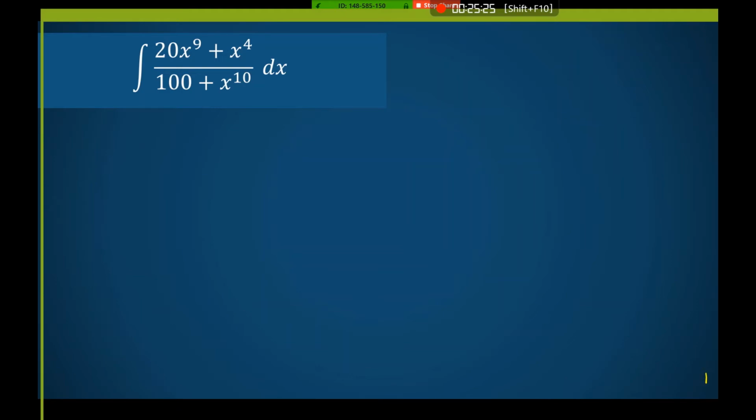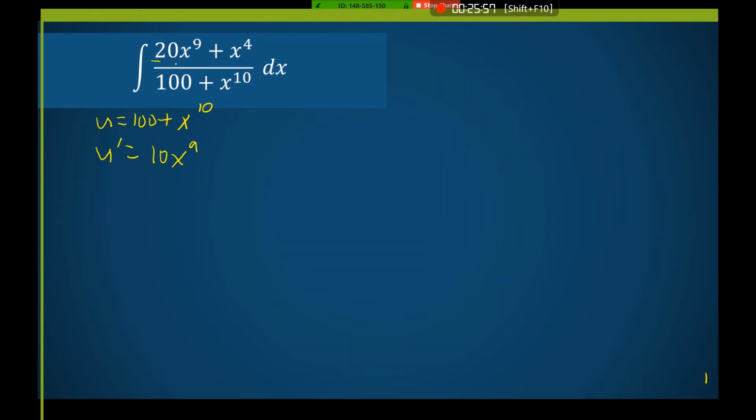So I'm starting with Eric for this one. Eric, what do you think my u is for the first part? 100 plus x to the 10th power. Okay, perfect. u is 100 plus x to the 10th power. If that's the case, then what is u prime? 10x to the 9th power.